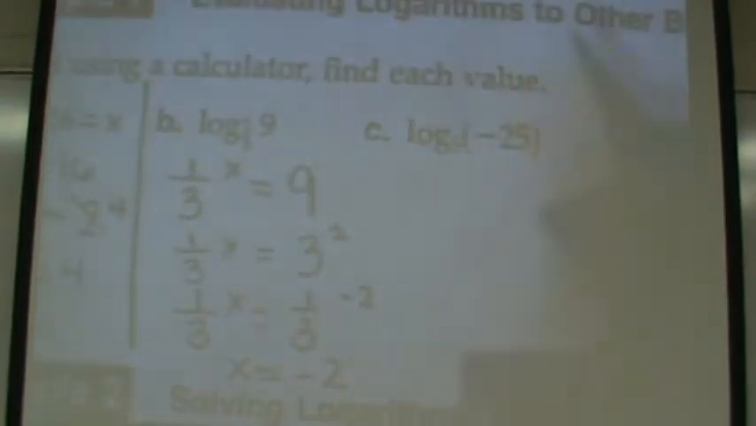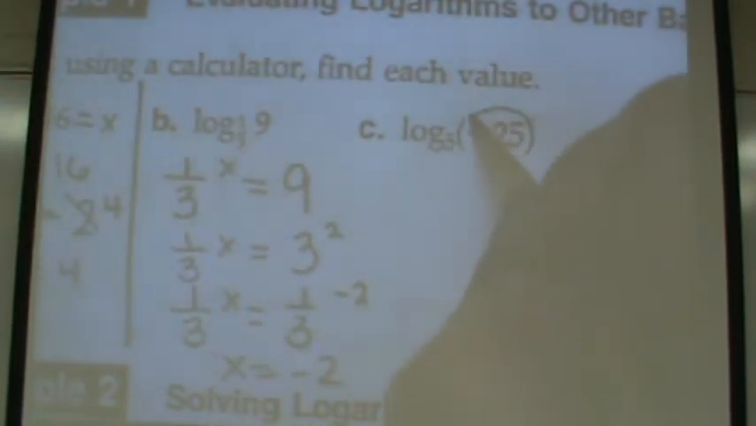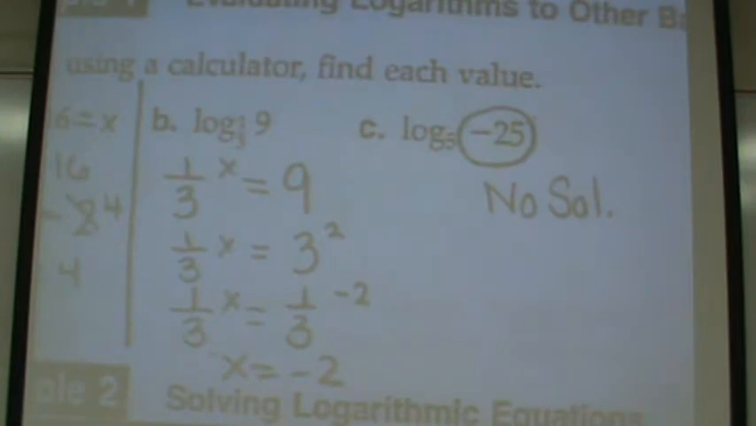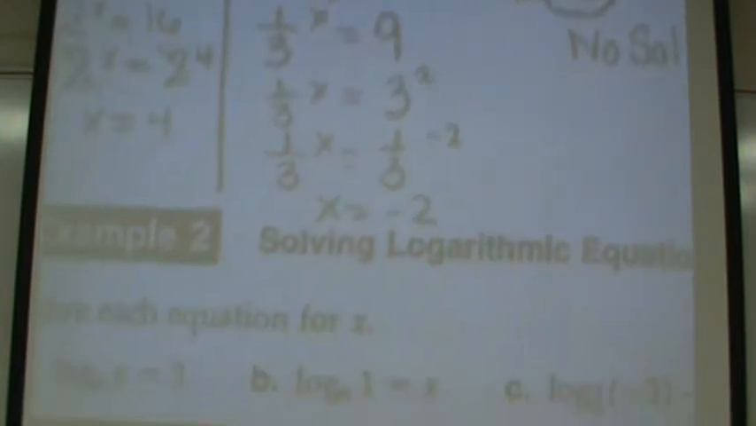And guess what number you can't have in this spot ever? A negative or a 0. So this is no solution. Okay, again, try to do these. You're solving these for x.